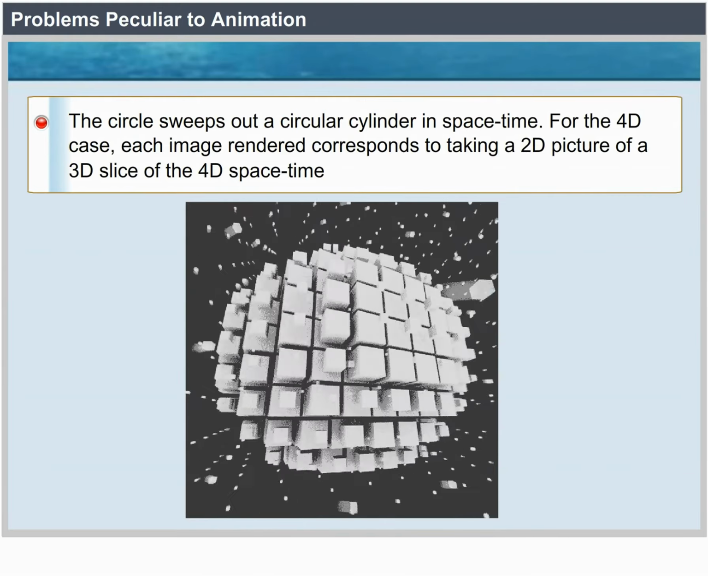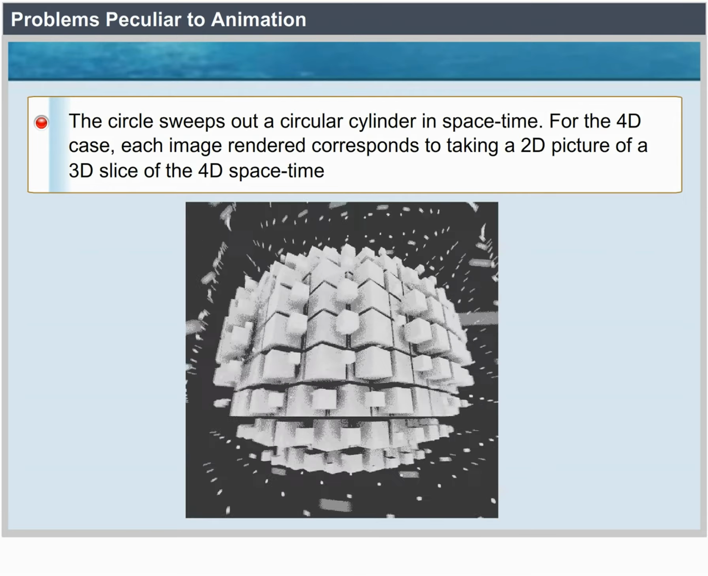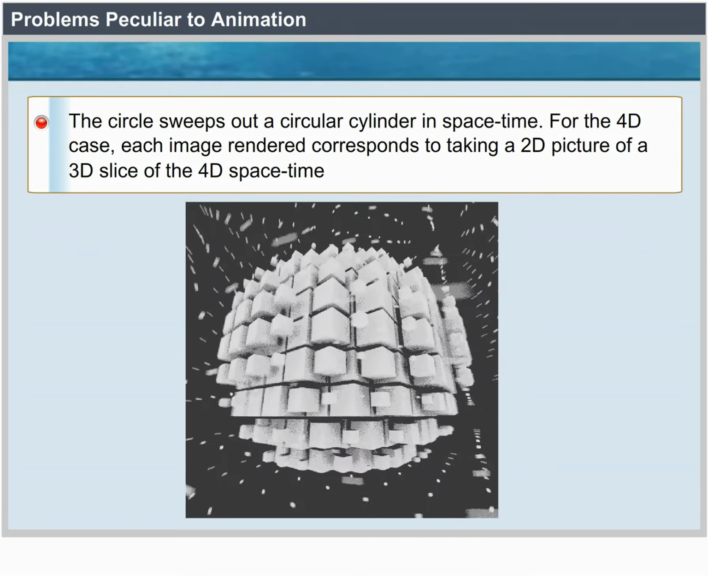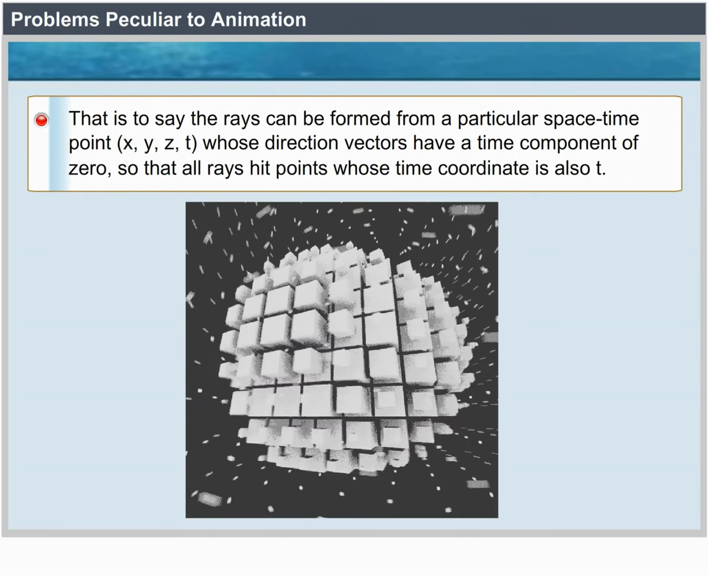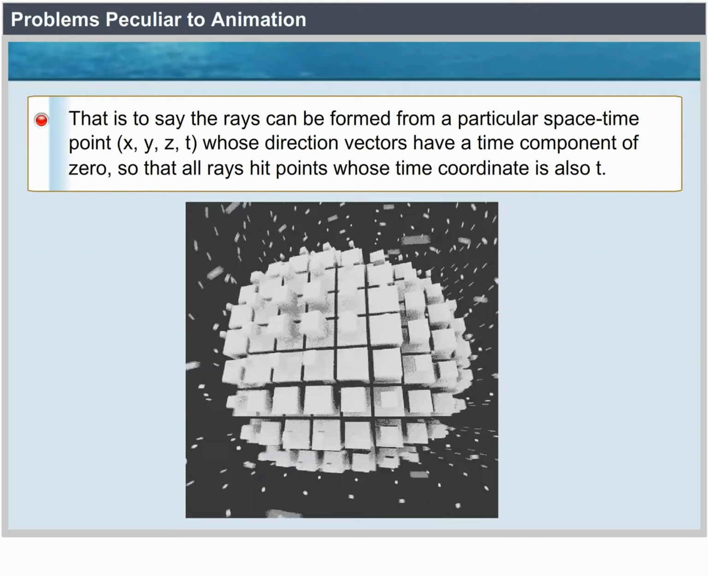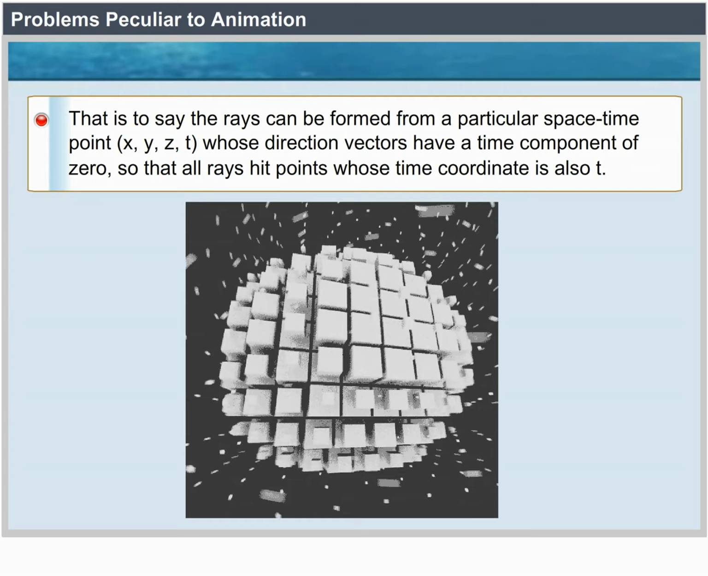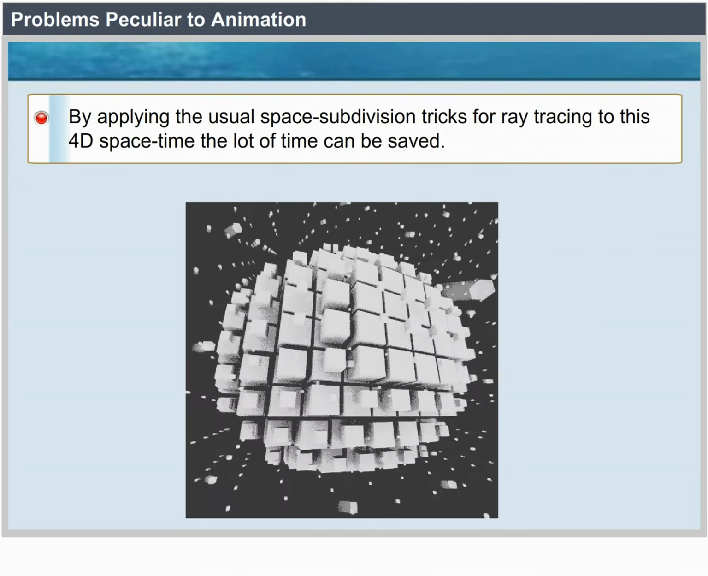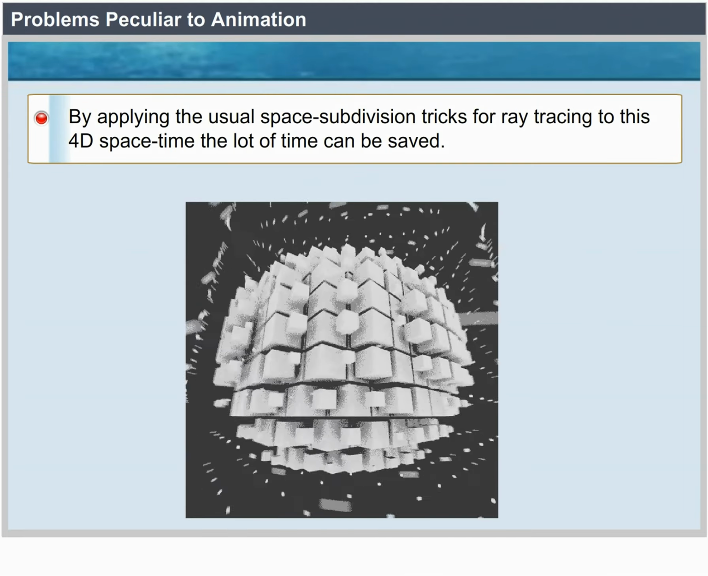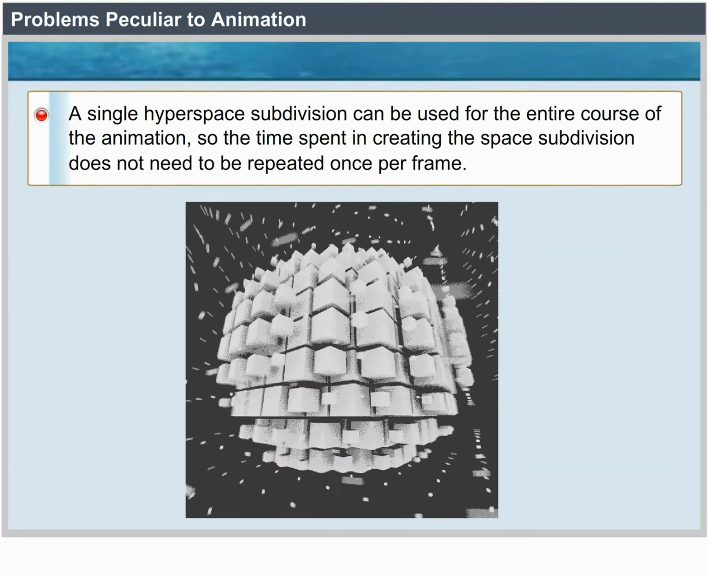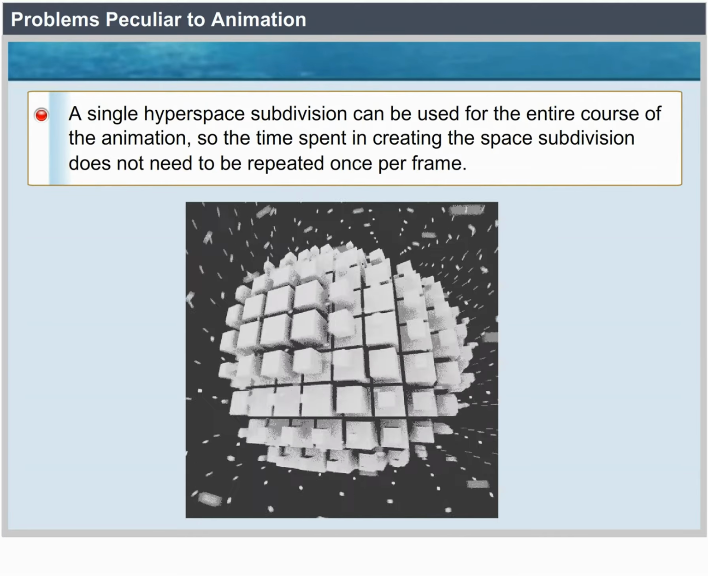For the 4D case, each image rendered corresponds to taking a 2D picture of a 3D slice of the 4D space-time. That is to say, we cast rays from a particular space-time point x, y, z, t, whose direction vectors have a time component of 0, so that all rays hit points whose time coordinate is also t. By applying the usual space subdivision tricks for ray tracing to this 4D space-time, we can save a lot of time. A single hyperspace subdivision can be used for the entire course of the animation, so the time spent in creating the space subdivision does not need to be repeated once per frame.